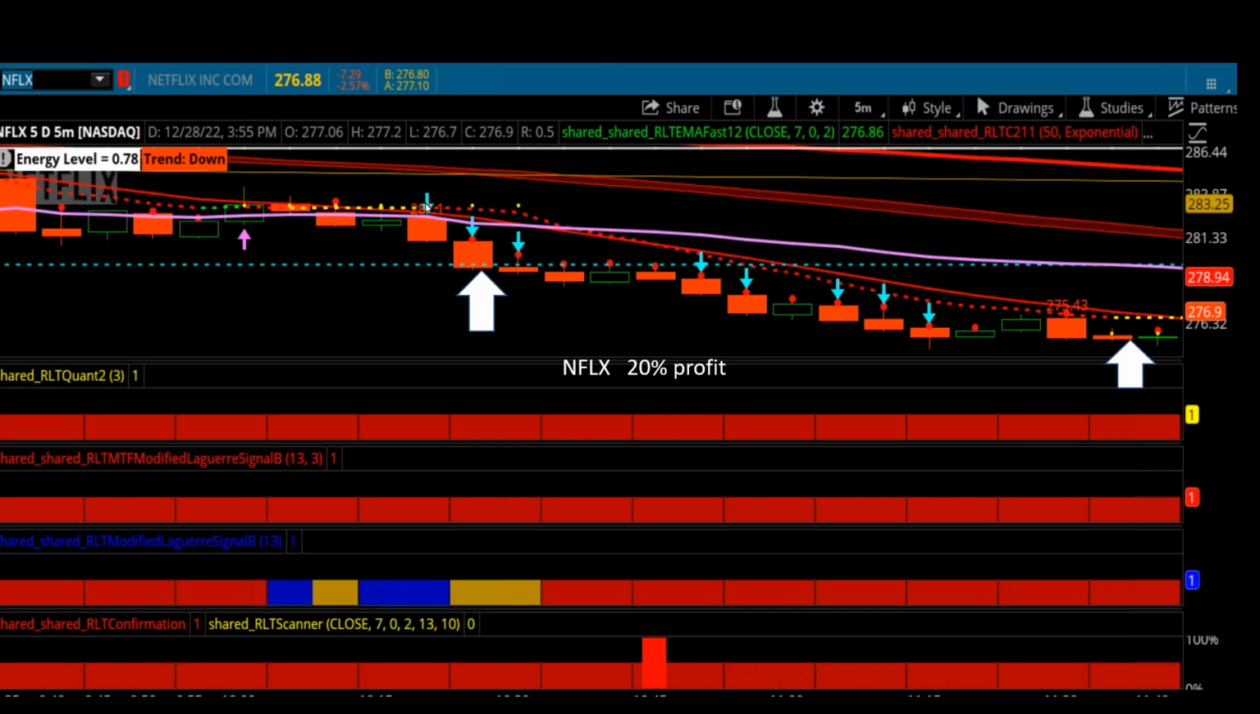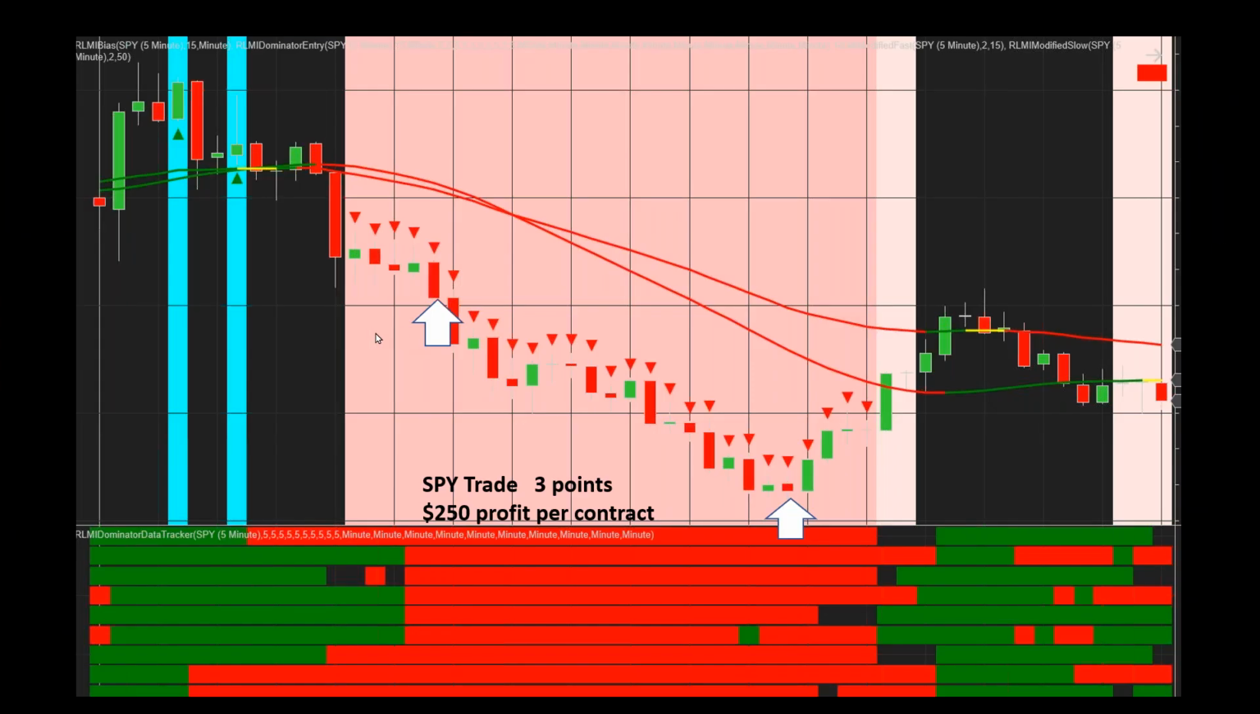See this pop out of the box signal? This tells you compression's breaking. Here's where we get in right here on Netflix, because this went from blue to yellow. This broke down and we took this trade and we rode this thing down, and we get out right here for 20% profit. We had a target set to take 20%. So that's what we did. But again, you can see how easy it is to see that the institutions are selling on this trade.